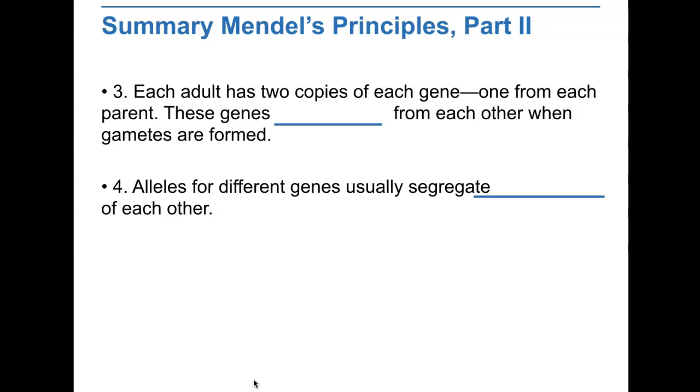In most sexually reproducing organisms, each adult has 2 copies of each gene, one from each parent. These genes segregate from each other when gametes are formed. Alleles from different genes usually segregate independently from each other.